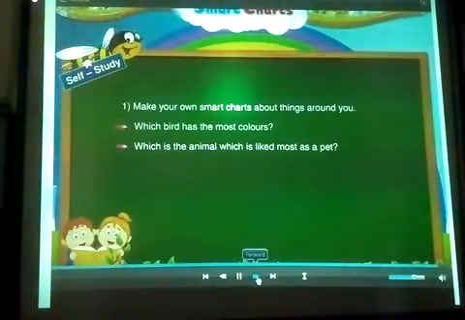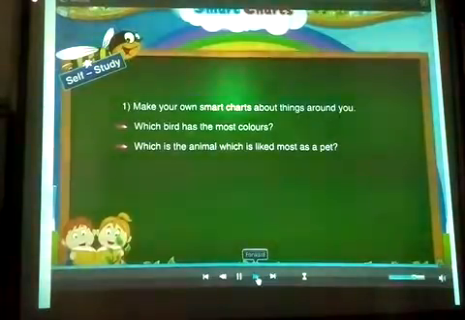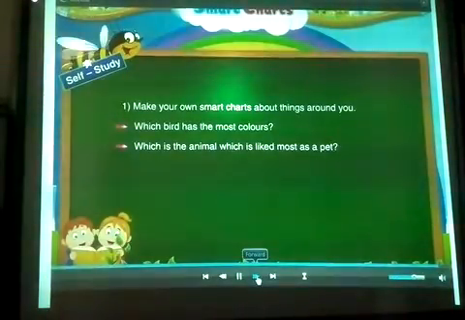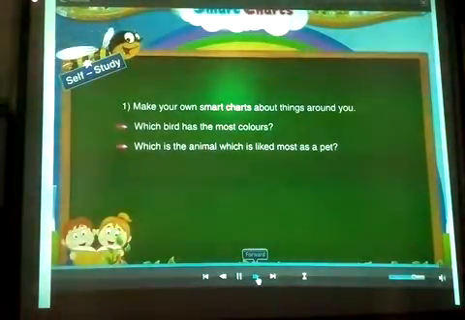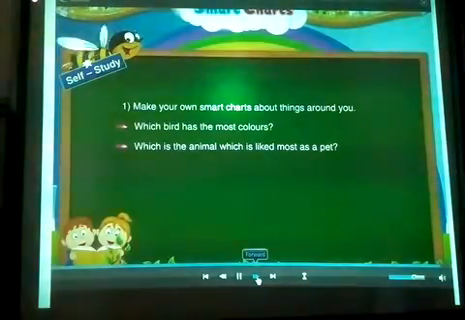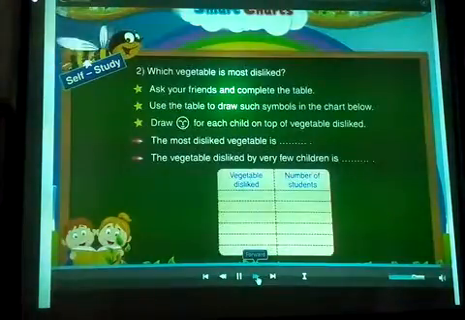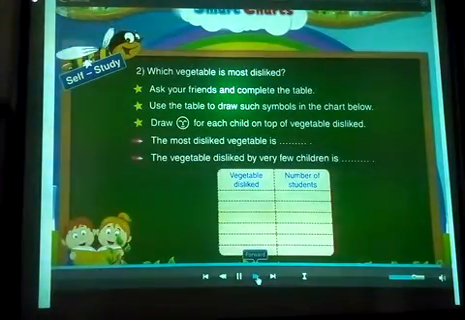Make smart charts about things around you. For example, which bird has the most colors? Which is the animal which is liked most as a pet? Which vegetable is most disliked? Ask your friends and complete the table.